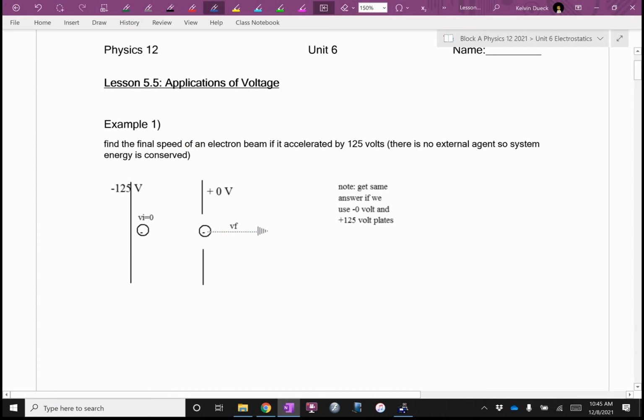How fast will an electron be traveling? Hannah, is this question asking how much work? No. In fact, anybody have a guess on how we're going to handle this? Conservation of energy.